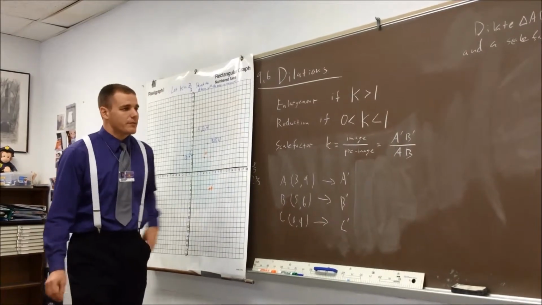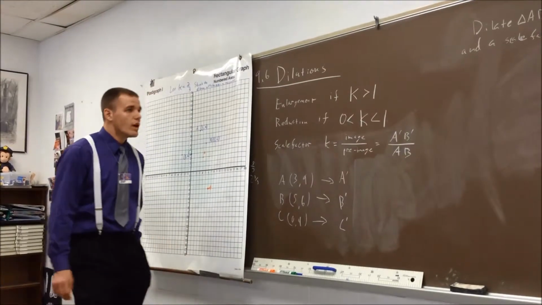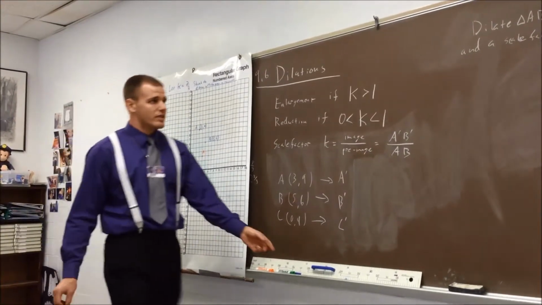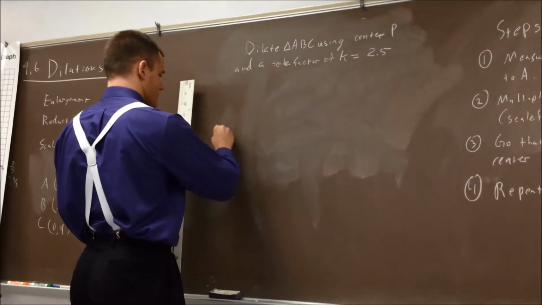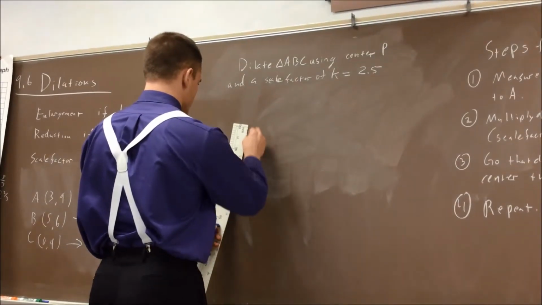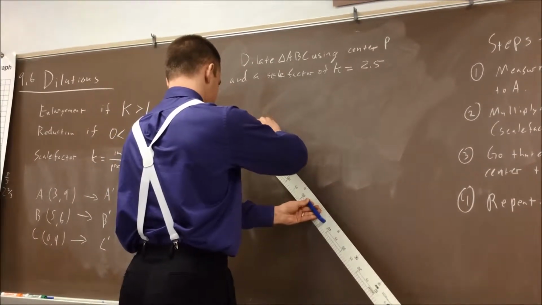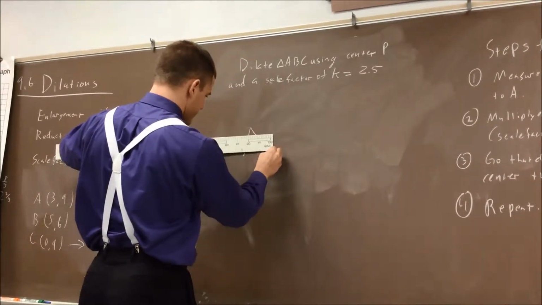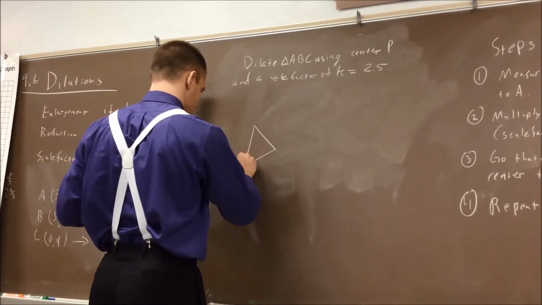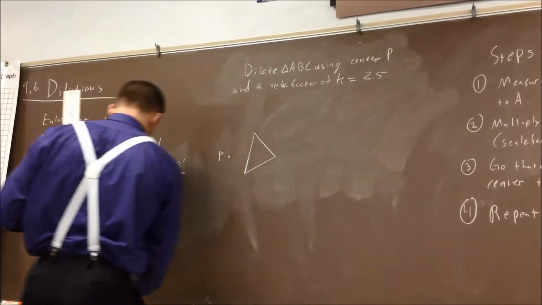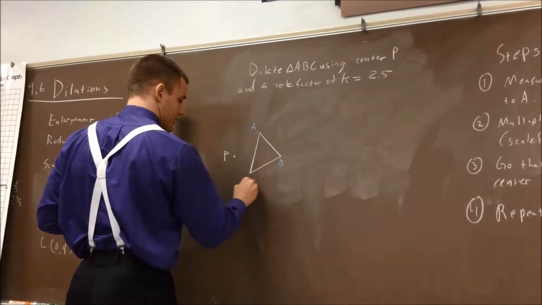Scale factor, you always take something from the image divided by something from the pre-image. We're going to start by dilating triangle ABC using center P and a scale factor of 2.5. So I'm going to make P right here, and I'm going to draw a triangle. A, B, and C.